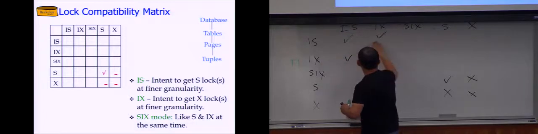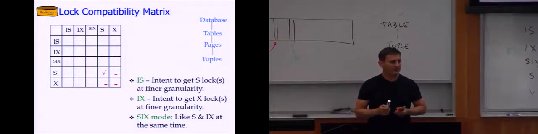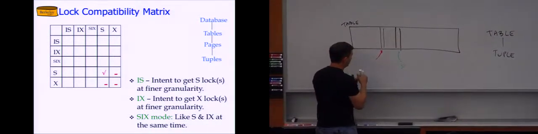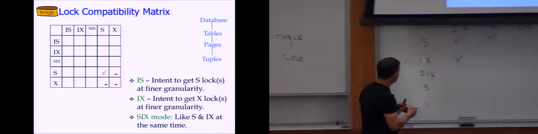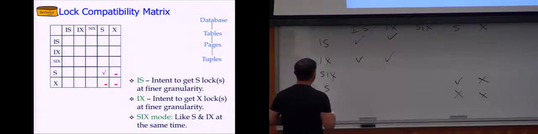How about IX and IX? Are they compatible? Yeah, by the same argument here, right? If I change this to X, we're still okay, right? So two IX locks are compatible. That's cool. All right. What about, now let's start mixing our modes.